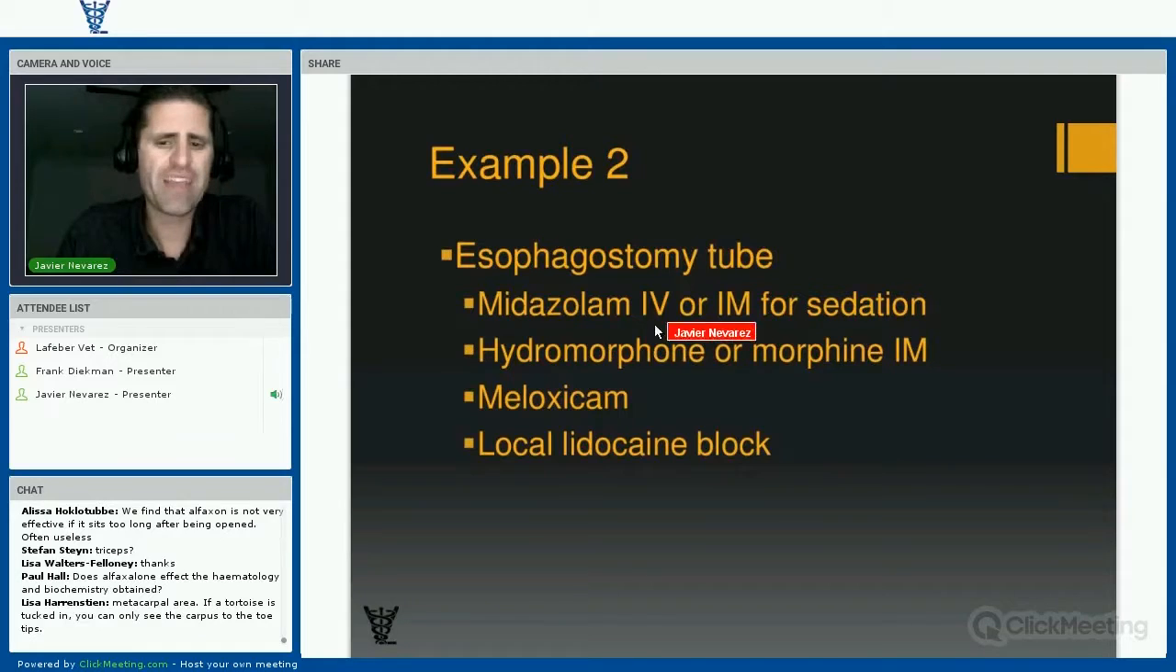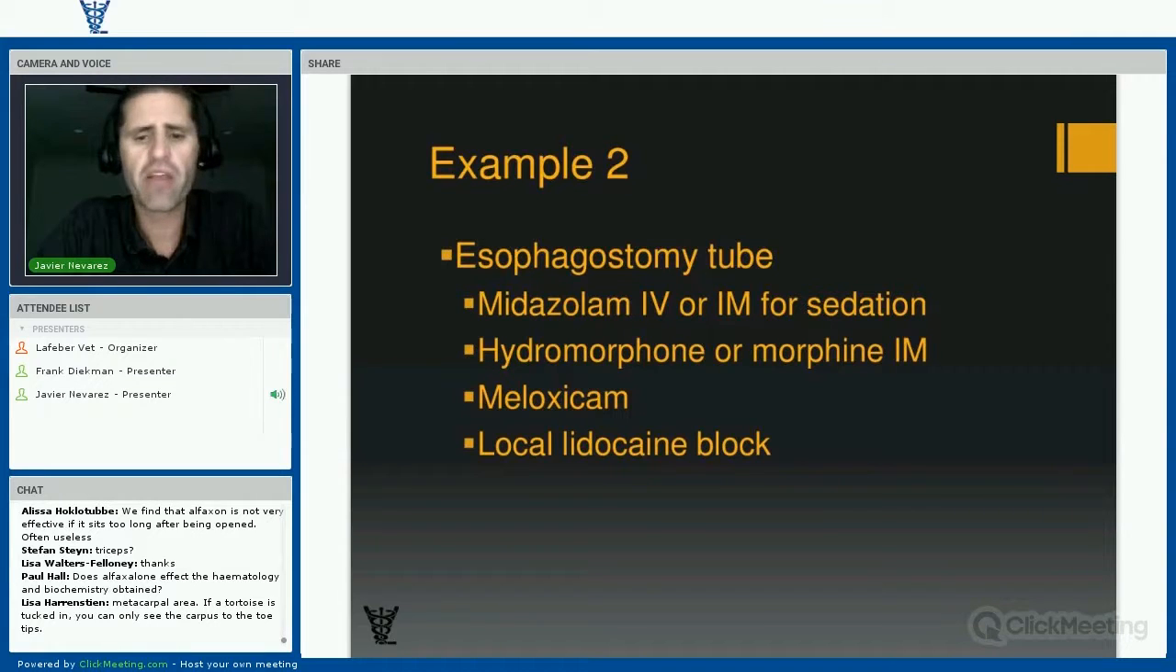Now you can use alfaxalone for this also. It's just that typically, with most of these animals, the alfaxalone cost is going to be much, much higher because you're not having to redose them. And a lot of times with these esophagostomy tubes, I'm actually doing more of a sedation on these animals. I'm not trying to reach full anesthesia to put in an esophagostomy tube. I have even done some of this just with the animal tranquilized.